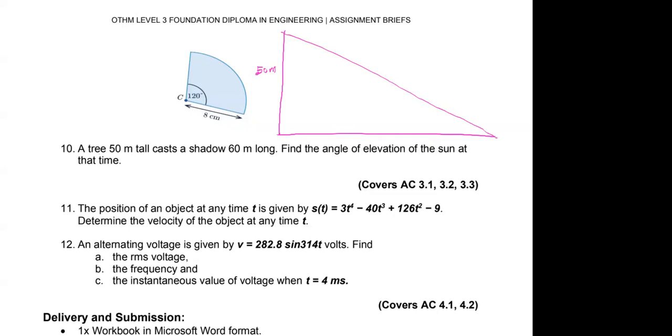A tree is 50 meters tall, casts a shadow of 60 meters long. You put 60 here. So find the angle of elevation. This is the angle. You see? So you like to draw it out. Then there's something that they use called SOHCAHTOA.